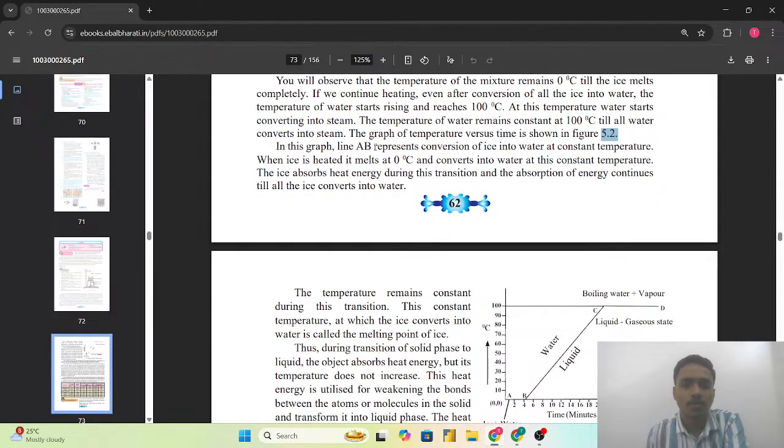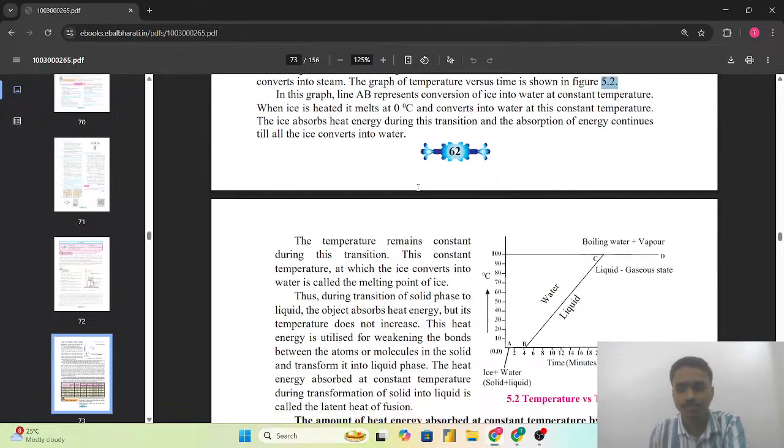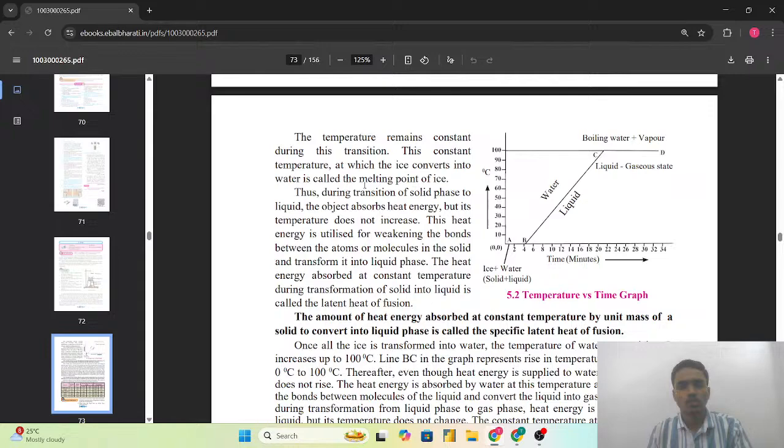In this graph, line AB represents conversion of ice into water at constant temperature. When ice is heated, it melts at 0 degrees Celsius and converts into water at this constant temperature. The ice absorbs heat energy during this transition, and the absorption of energy continues till all the ice converts into water. So the temperature remains constant during this transition. This constant temperature at which ice converts into water is called the melting point of ice.